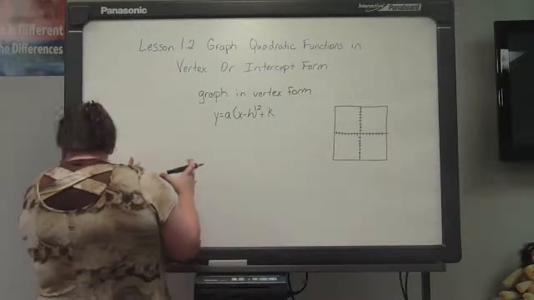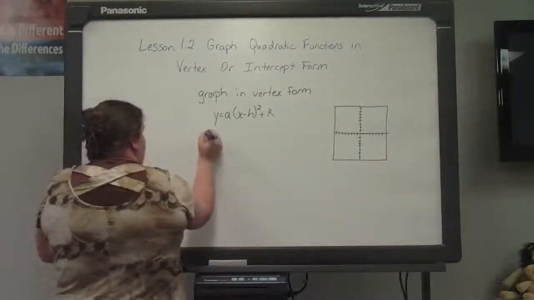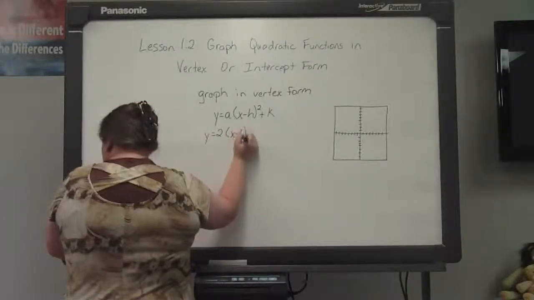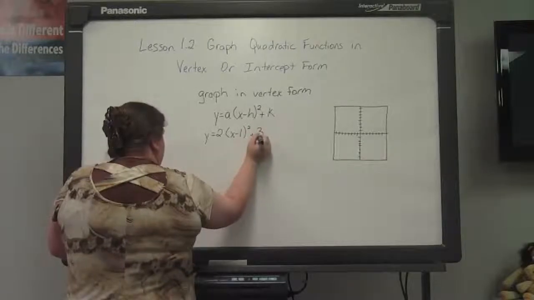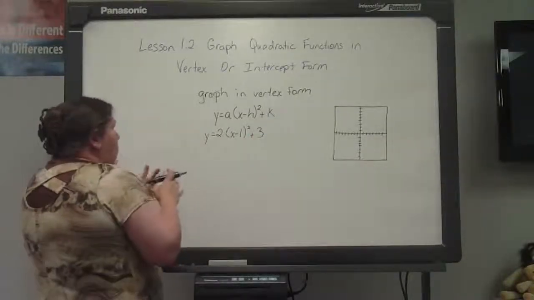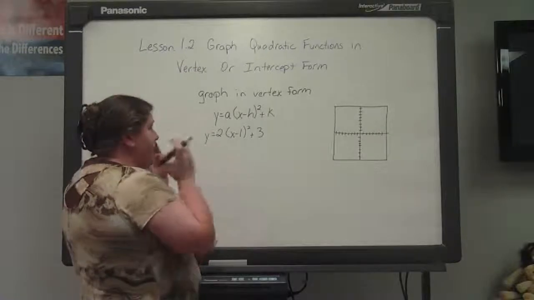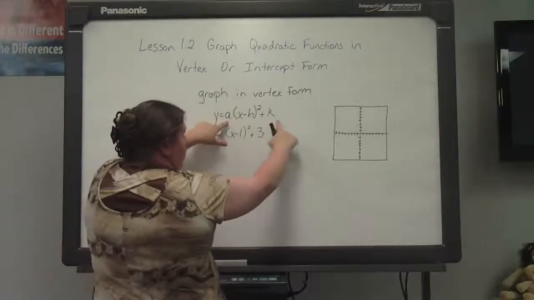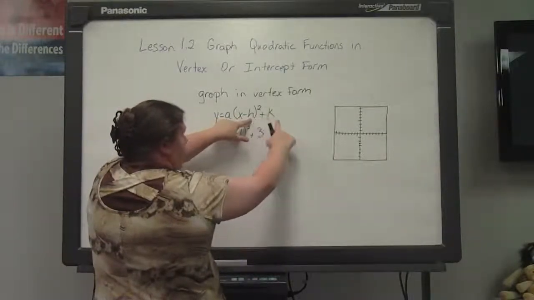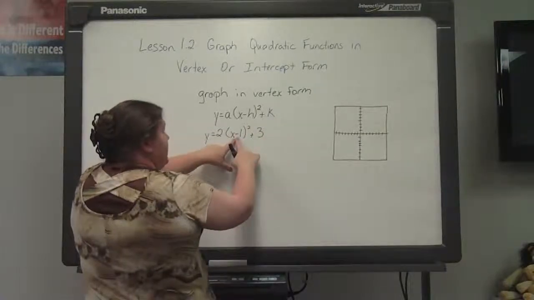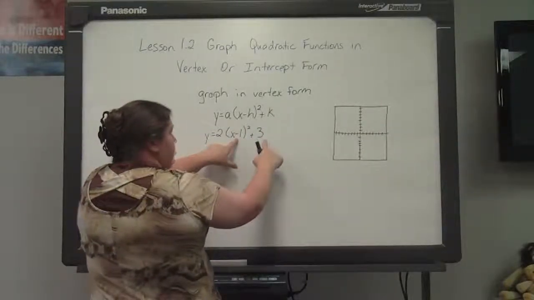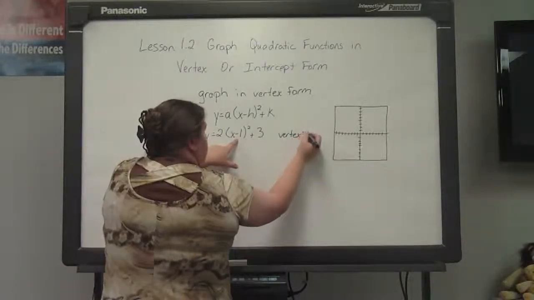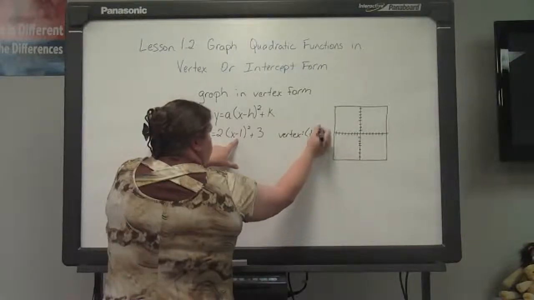So we're going to do an example, and the example is y equals 2 times x minus 1 squared plus 3. We want to know what our vertex is, and the vertex needs to be in this exact form, minus h and plus k. So I can look and see it says minus 1 and plus 3. So my vertex is 1, 3.